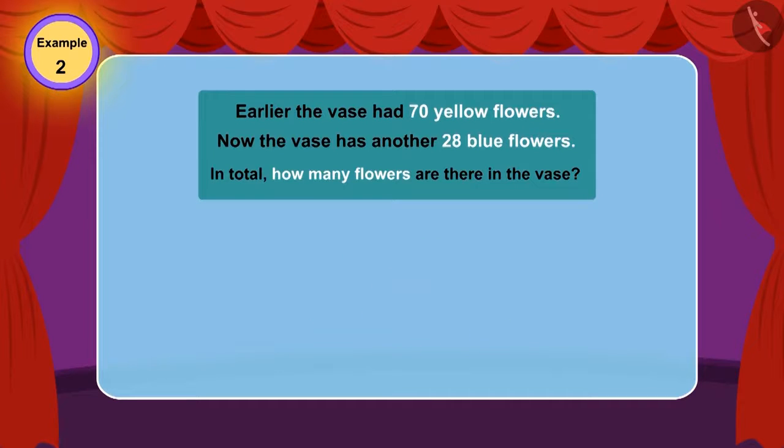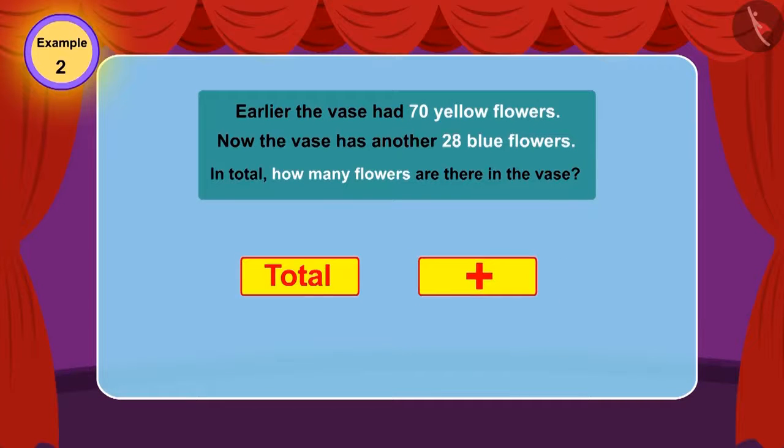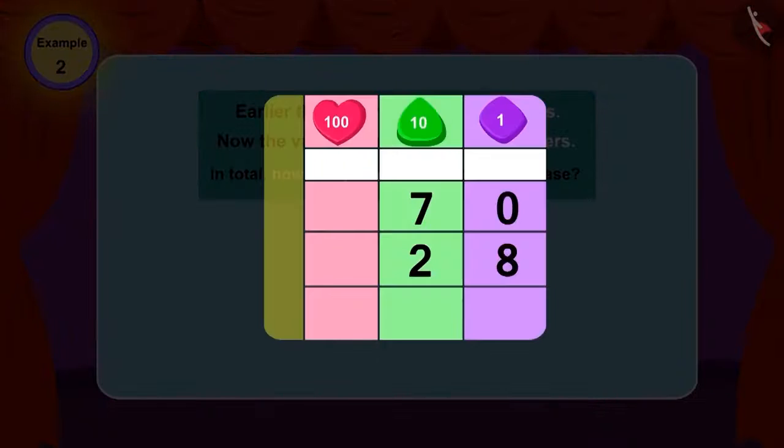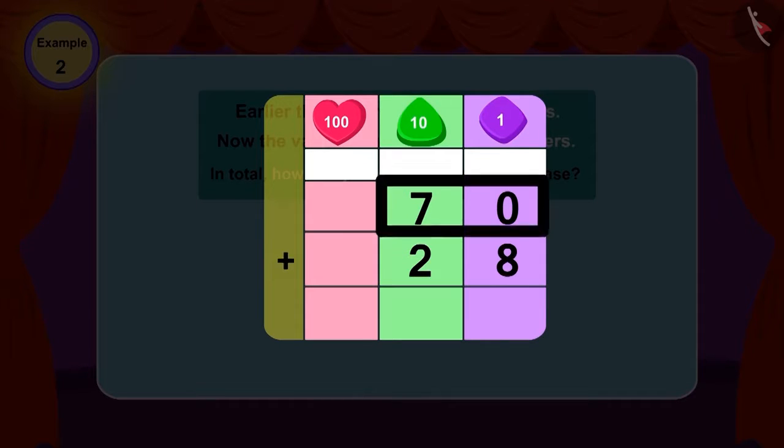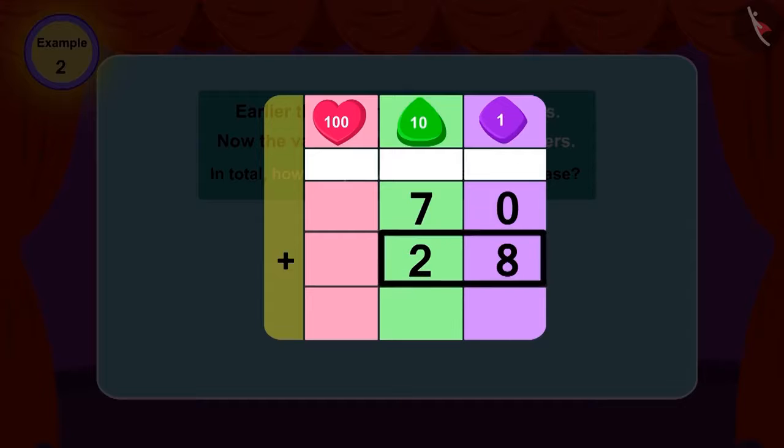In this question, we have to find the total number of flowers. Whenever we need to find the total number of things, we make use of addition. Therefore, in this question also, we will use addition. In 70, if we add 28, what is the total?